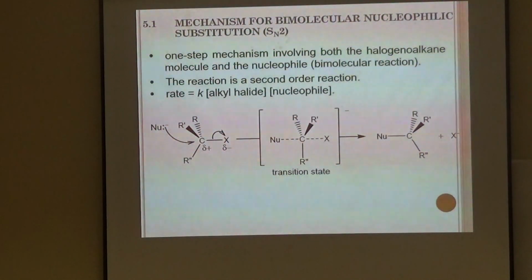One very important thing that I need you to take note of: because the slow step, as our mechanism has shown, involves both the alkyl halide and the nucleophile, when I give you the rate equation, it will look like this. This equation will signify to you that it has undergone an SN2 reaction.